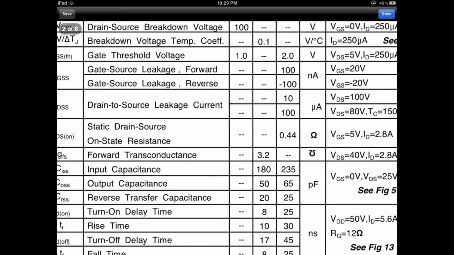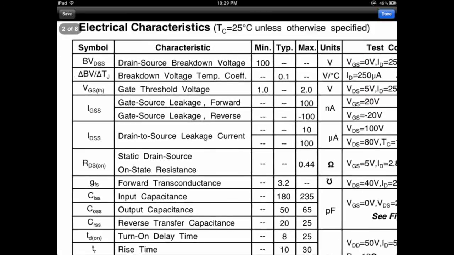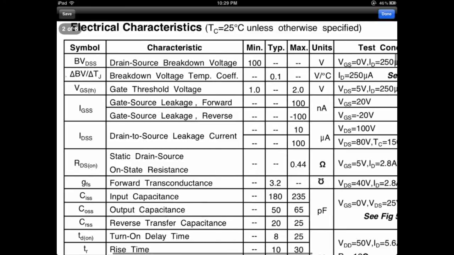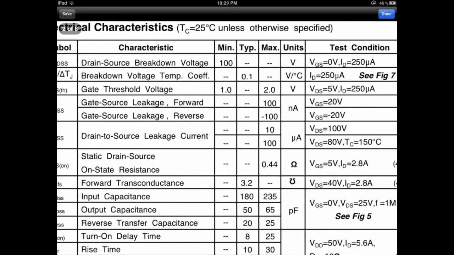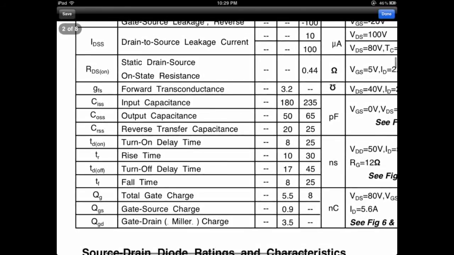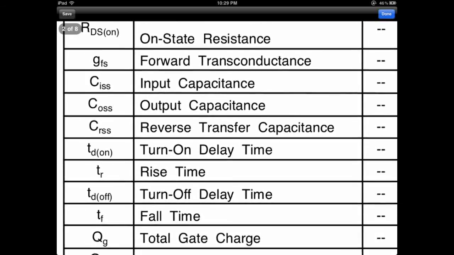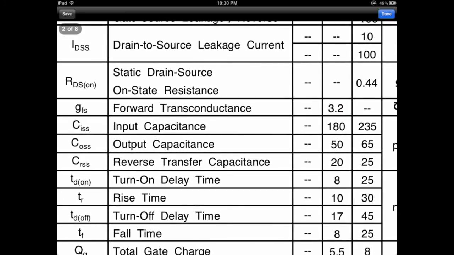Allergies. Anyway, there's a drain to source leakage current, which means when it's turned off, you may have anywhere from 10 to 100 microamps leaking through it. Just things to be aware of. And then if you look at this input capacitance and output capacitance, here are all the capacitances that I was talking about. You have a gate to source capacitance, a gate capacitance, a source capacitance, a drain capacitance, and then everybody in between.